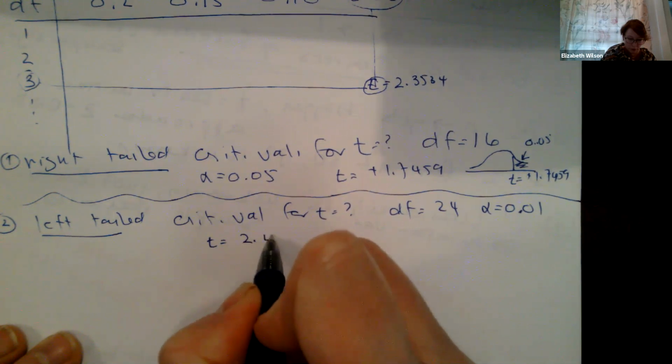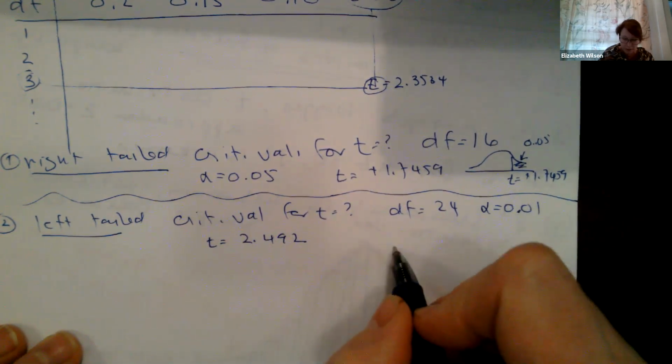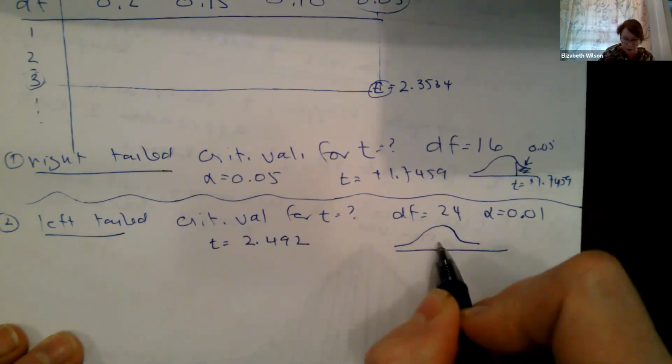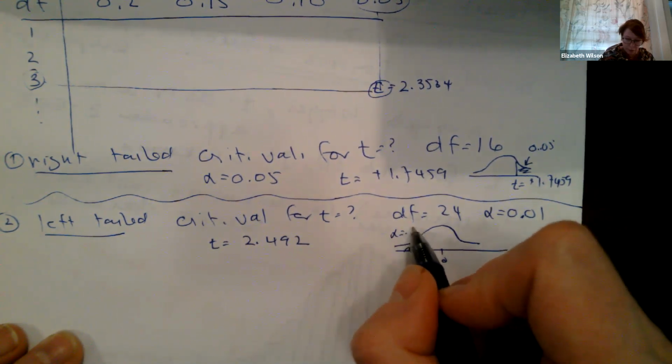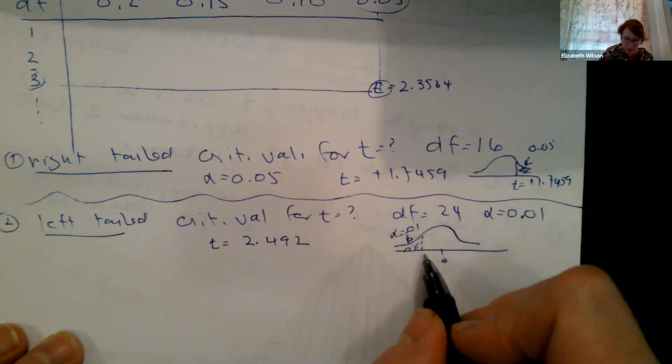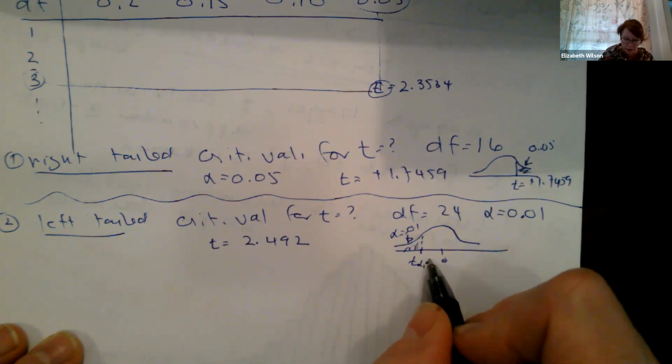T equals 2.492. Now watch out, before you commit to that, let's take a look. This is a left-tailed test. This is 0. This is alpha equals 0.01. Right here, that's our area. This t is our alpha and our degree of freedom.